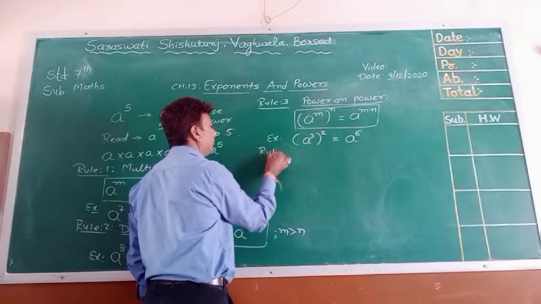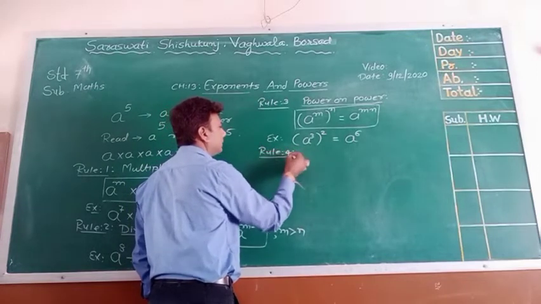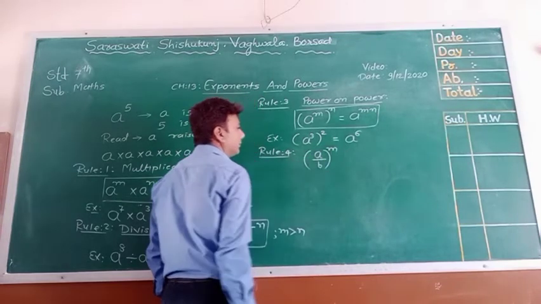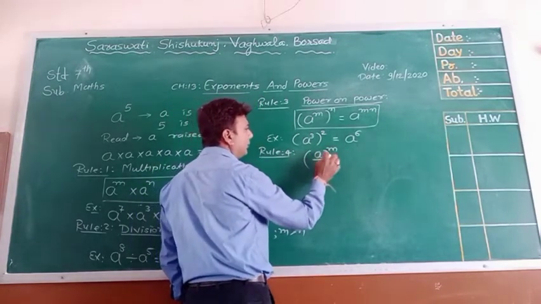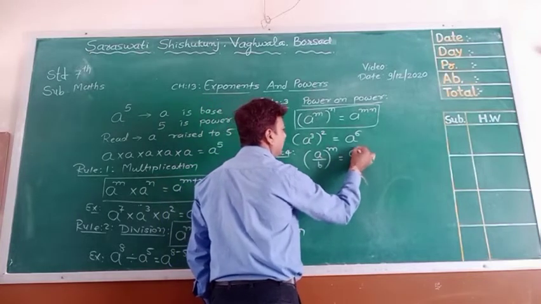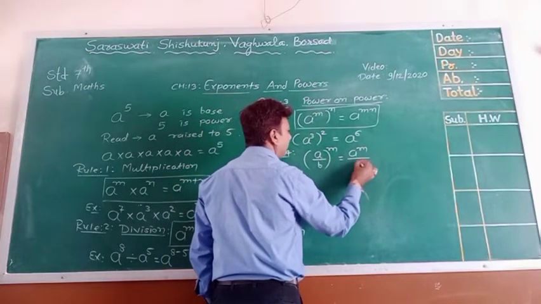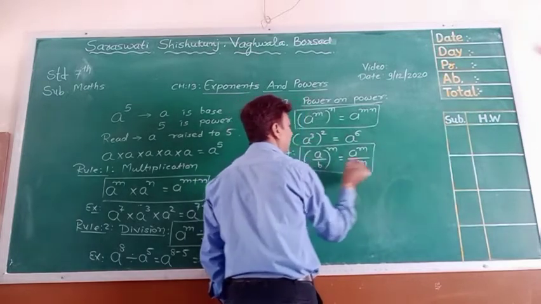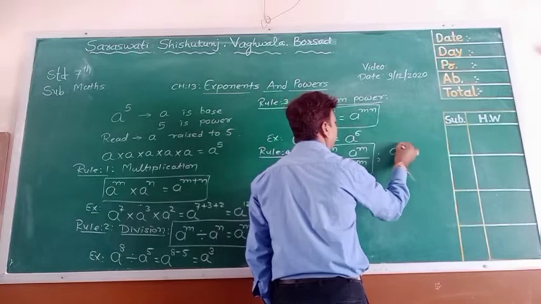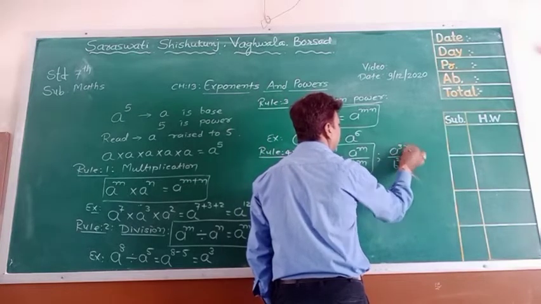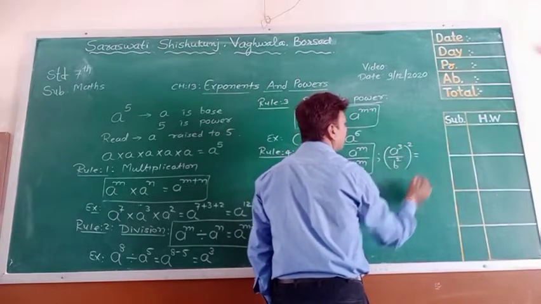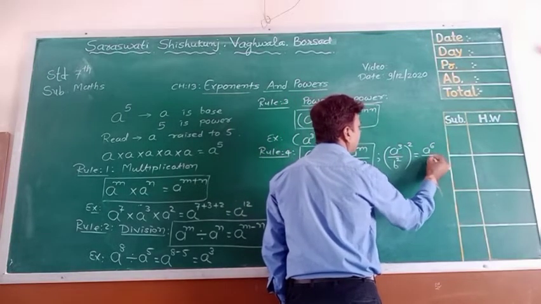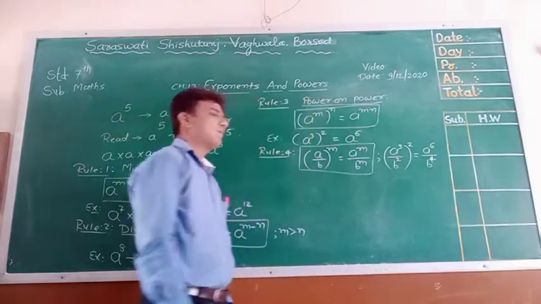Now rule number 4. a upon b raised to m. So this power we have to distribute in the numerator and denominator both sides: a raised to m upon b raised to m. Suppose a raised to 3, b raised to 2, and raised to 2. So 3 to the 6 and this 2 to the 4, this example.